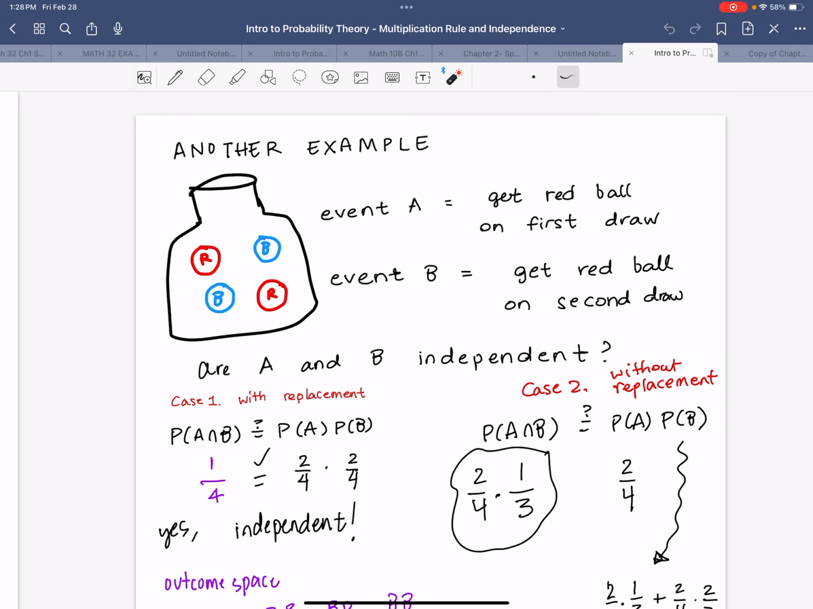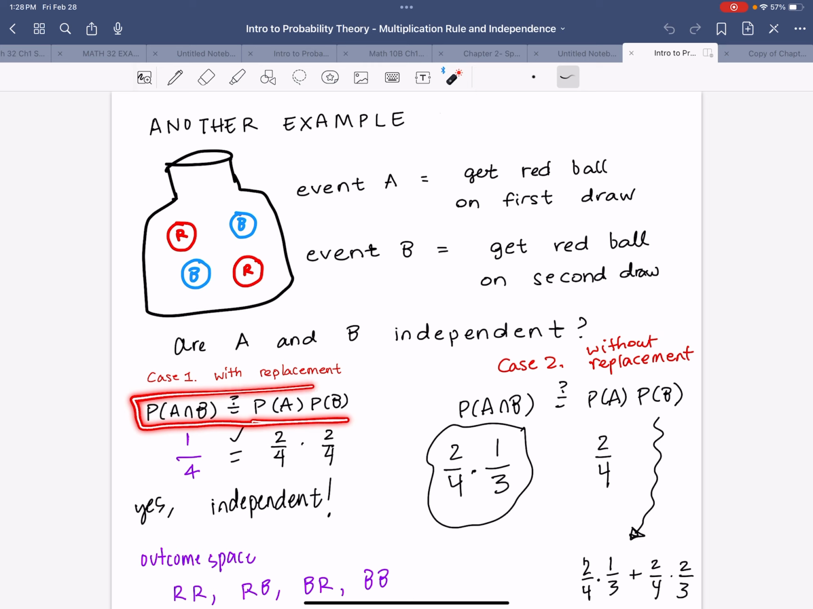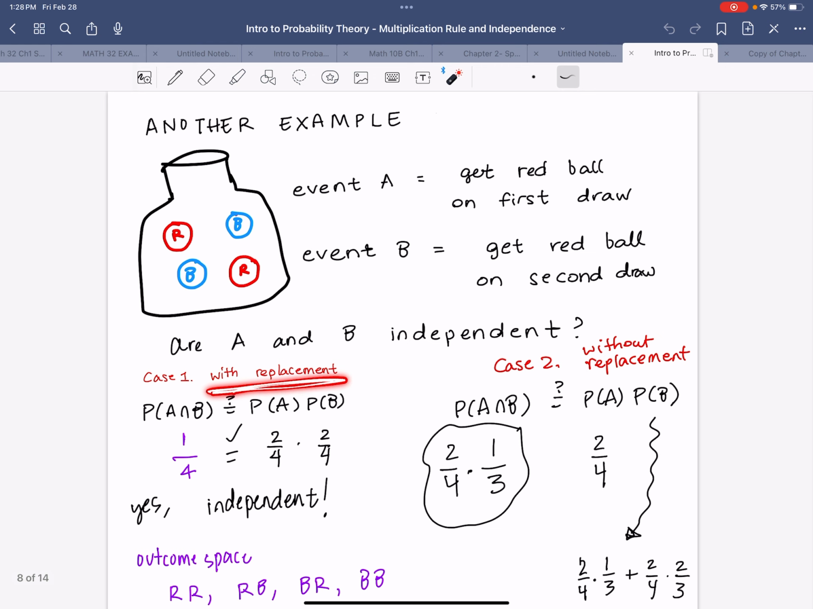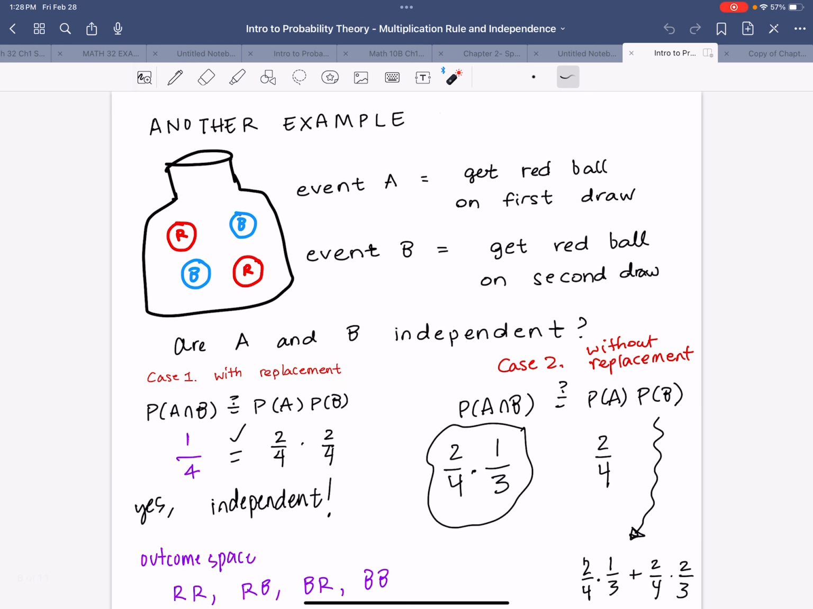So we went through case one, and we said the thing we need to check is if the probability of A and B is the same as the probability of A times the probability of B. Now, the probability of A, getting a red ball on the first draw, is just 2 out of 4. Probability of B, getting a red ball on the second draw: you're replacing whatever ball you drew on the first draw, so it's still 2 out of 4. So the right-hand side is 1/2 times 1/2, which is 1/4.